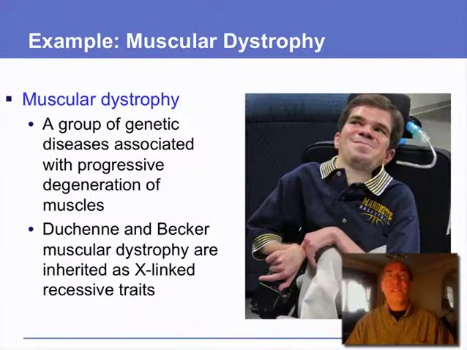On a more serious note, another recessive X-linked trait is muscular dystrophy. And this is basically degeneration of muscle cells. It's a gene on the X chromosome, so it's X-linked.